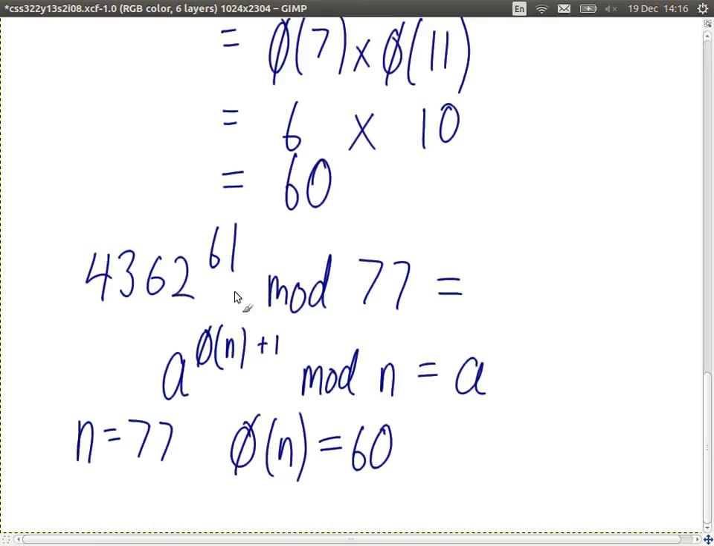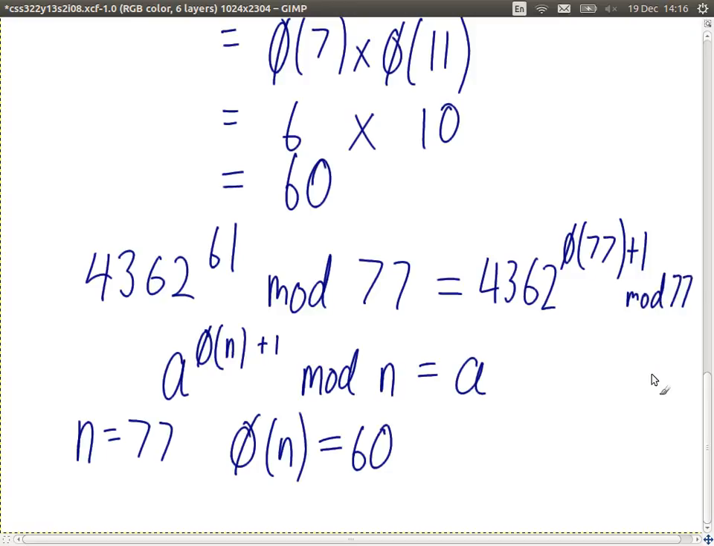4362 to the power of 61 is 4362 to the power of the totient of 77 plus 1, mod 77. Because the totient of 77 we calculated to be 60, this matches Euler's theorem's form, which tells us the answer to that is a, or 4362 in our case.